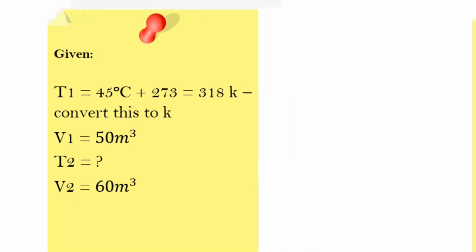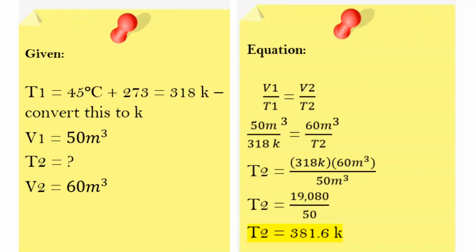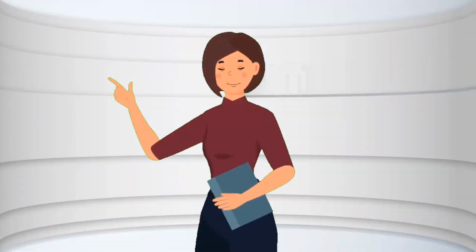The equation is V1 over T1 equals V2 over T2. Again, we do cross multiplication. Then divide both sides by V1. Solving for the final temperature, we have 381.6 Kelvin. Okay, learners, can you follow?